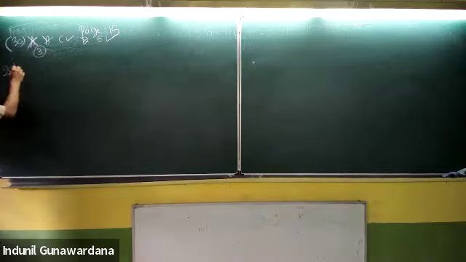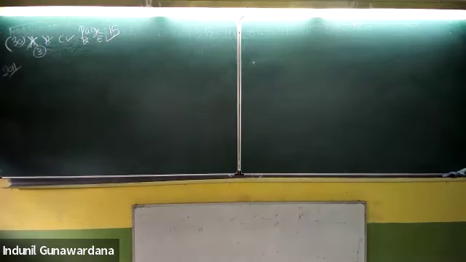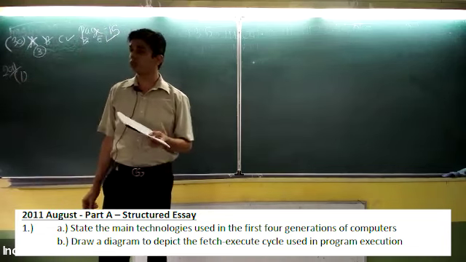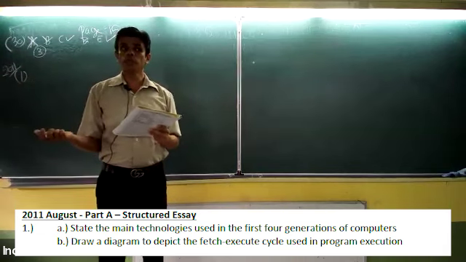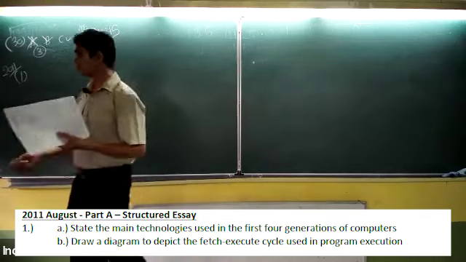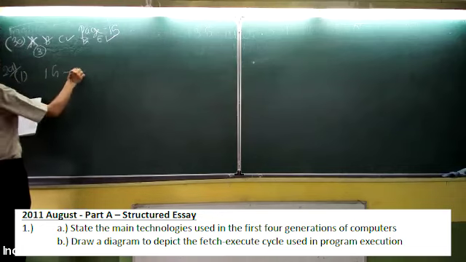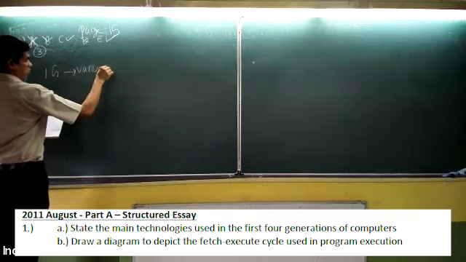Then we'll go to the 2011 writing questions. Right. Then question number 1. It says state the main technologies used in the first 4 generations of computers. Now this question says to state, just to mention the technologies used in the first 4 generations of computers. Then regarding the first generation, what is the technology used? We know that vacuum tubes. You have to list all of that. Vacuum tubes.